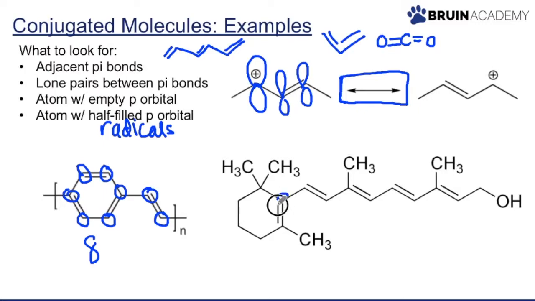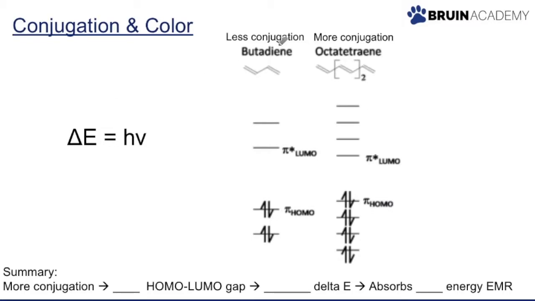This one has 1, 2, 3, 4, 5, 6, 7, 8, 9, 10 conjugated p orbitals. So it's really good to look for these pi bonds. They're a really good indicator of conjugation. So let's talk a little bit about conjugation and color now.